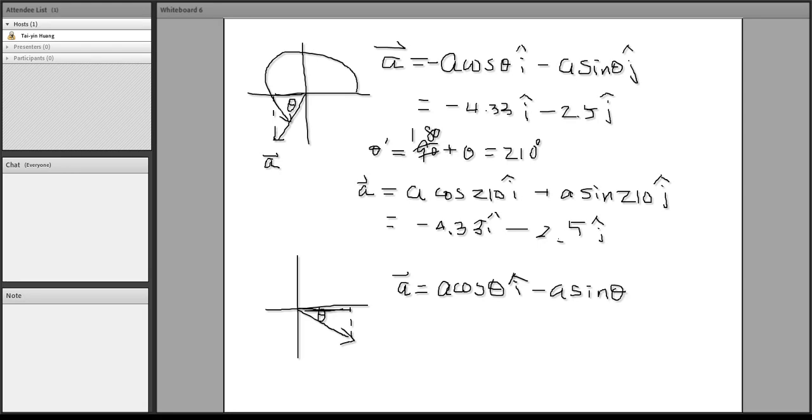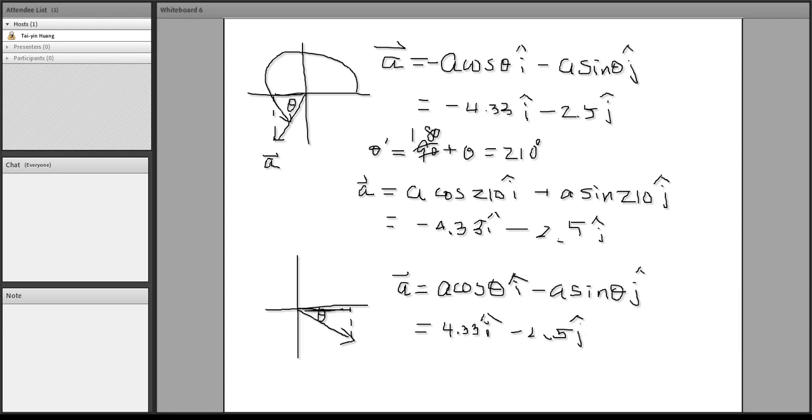So you plug in the numbers, and you will get 5 times cosine 30 degrees i hat minus 5 times sine 30 degrees j hat. So you will get 4.33 i hat and then minus 2.5 j hat.